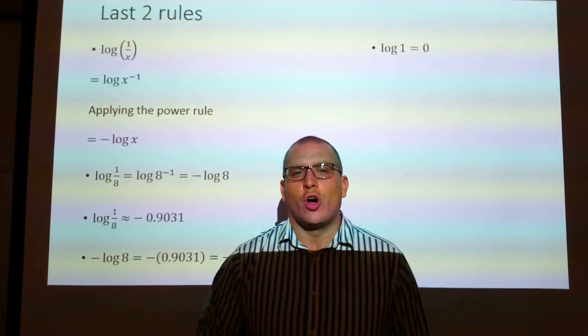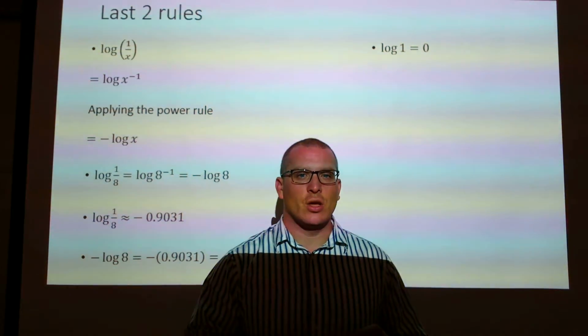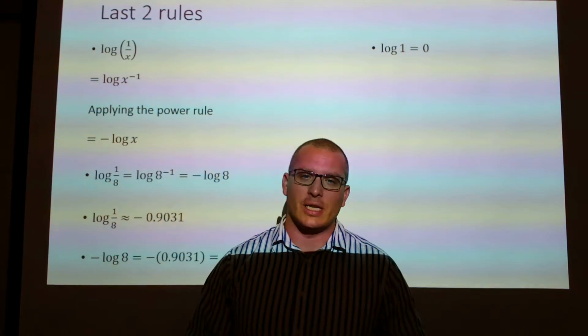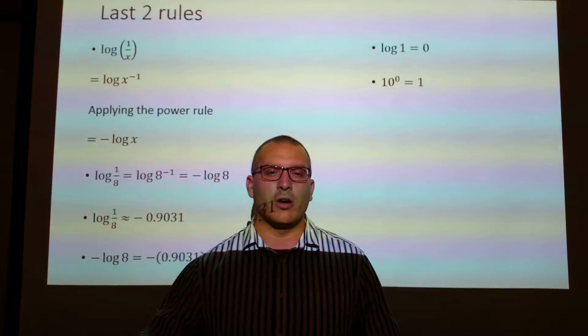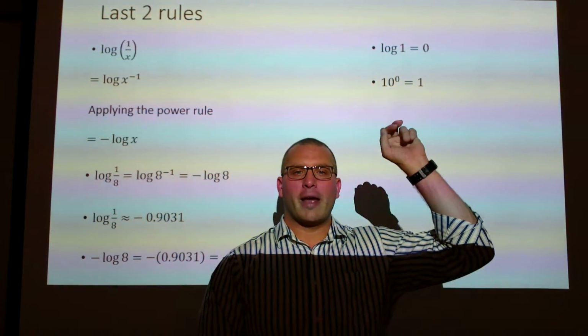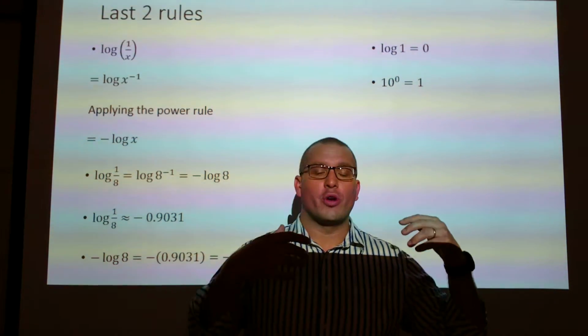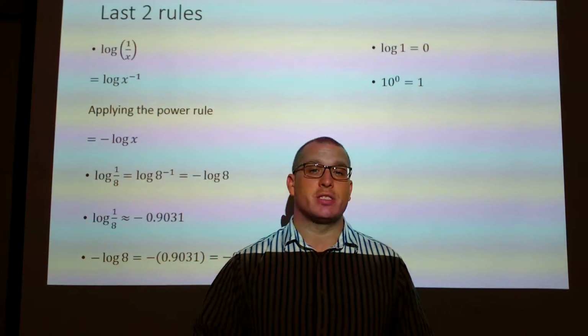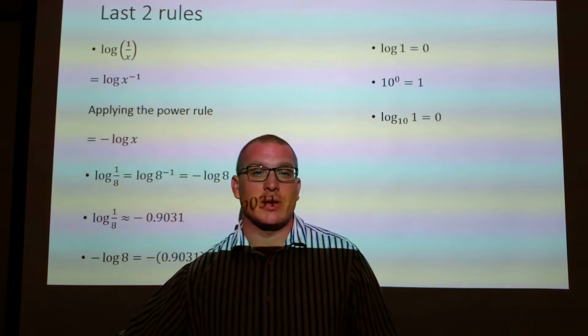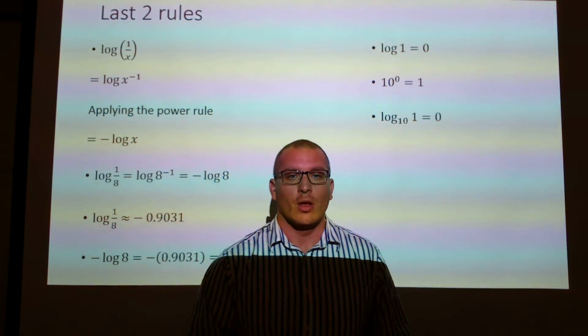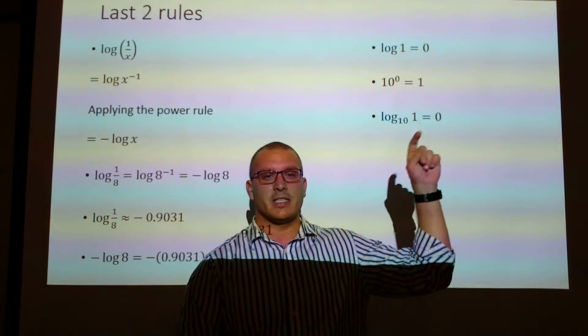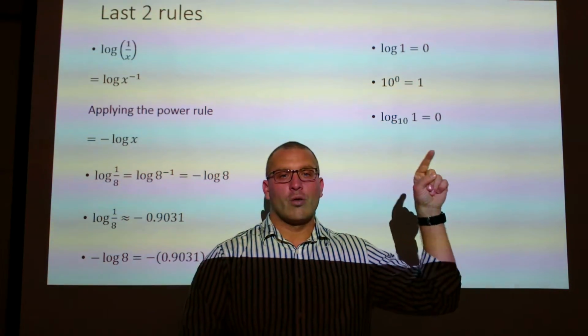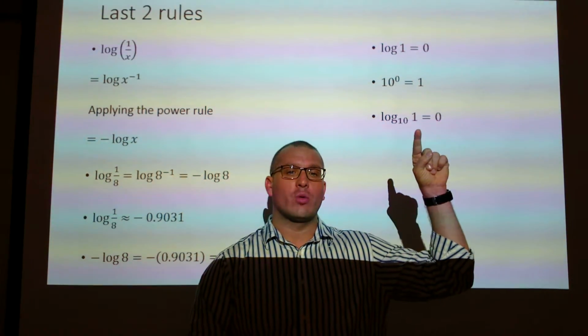Finally, the log base 10 of 1 is always 0. This is because 10 raised to the power of 0 is 1. We know that anything raised to the power of 0 is always 1. But in regards to log base 10, this means the log base 10 of 1 is 0 because 10 raised to the power of 0 will equal 1.